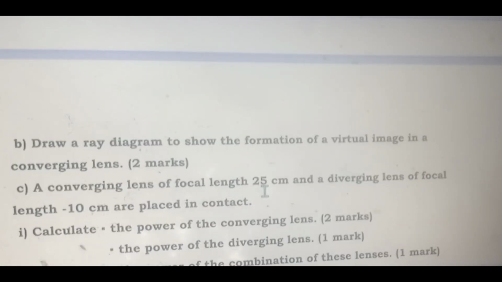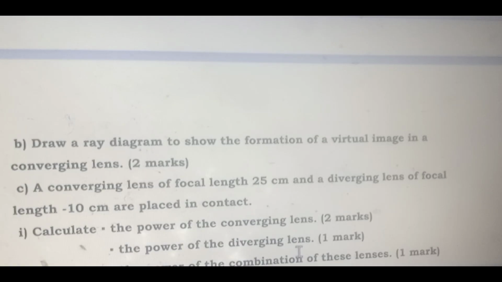A converging lens of focal length 25 cm and a diverging lens of focal length negative 10 cm are placed in contact. Calculate the power of the lenses. The power of a lens is equal to 1 over the focal length. That means the power of the converging lens is equal to 1 over 25 cm, and the power of the diverging lens is equal to 1 over negative 10 cm.